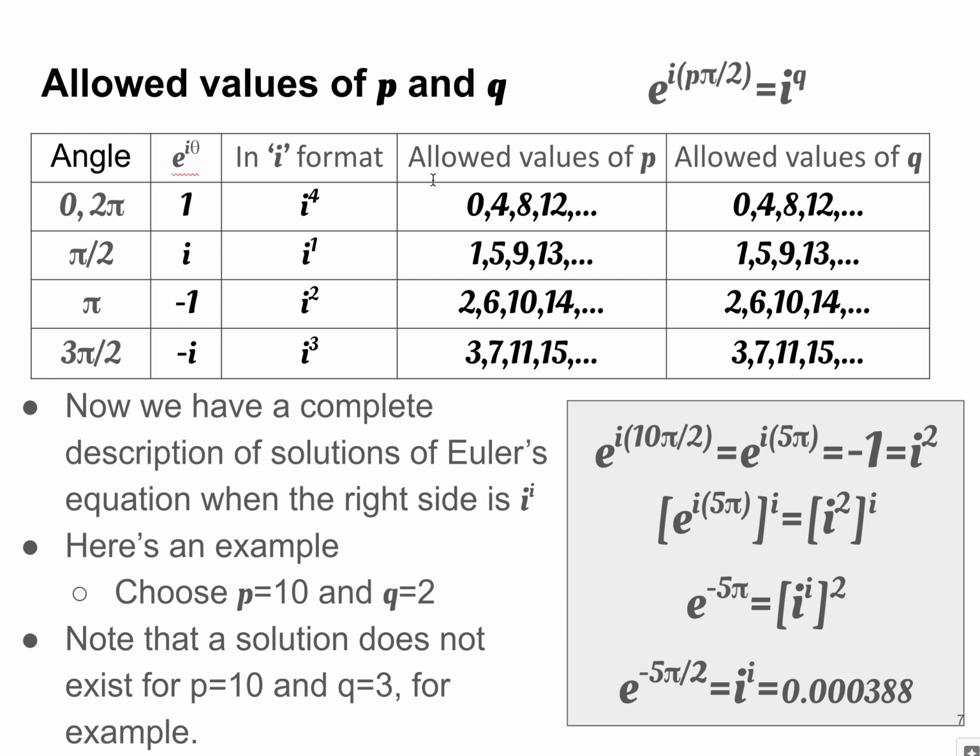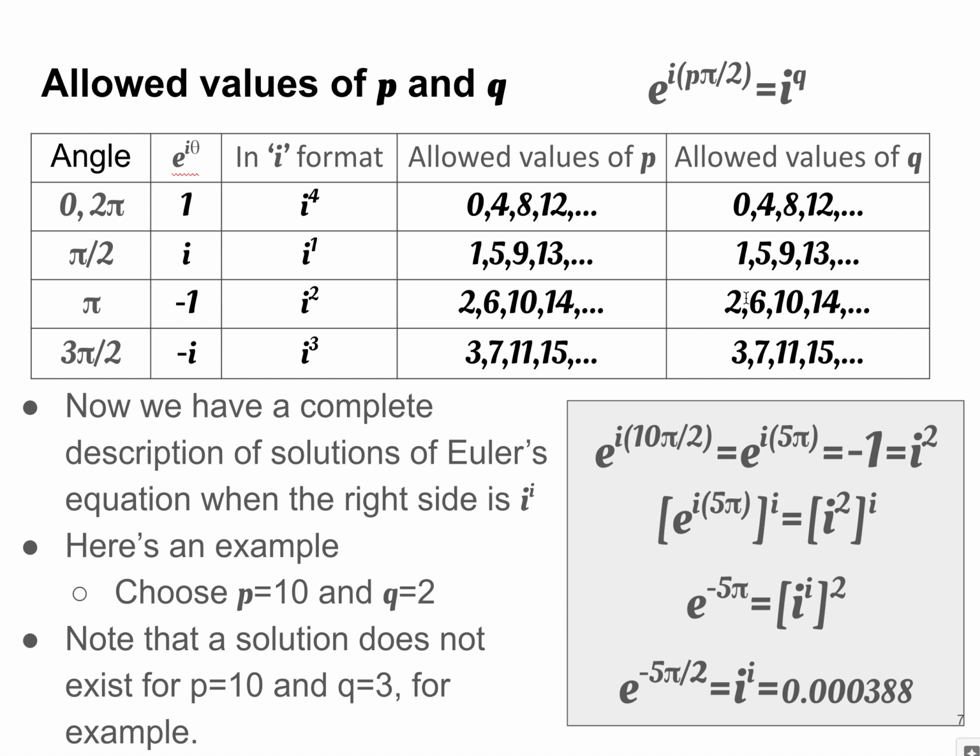So now we see repeating values captured in this equation for p, and then what does that mean for q? q can be any of these values. Any value that p takes on can also be taken on by q. This gives us a complete description of Euler's equation and allows us to reevaluate i to the i. Here's an example. p is 10 and q is 2. Let's look at that.